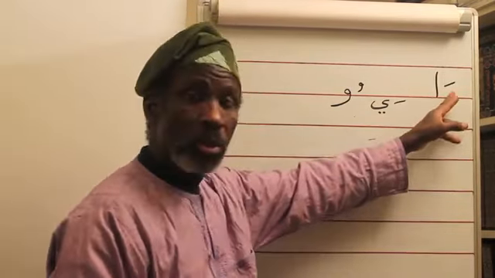When you see something like this, that's A. But when you see it like that, that's Aa sound. The rest of the letters are easy to identify. For instance, if you take ba, that's baa. Ta, fa, and so on. Let's take shin for instance. Shaa.